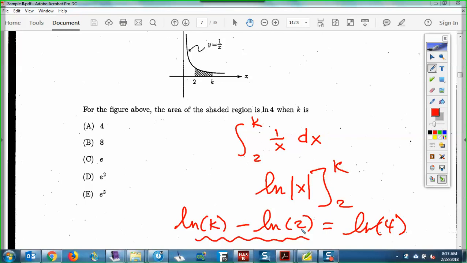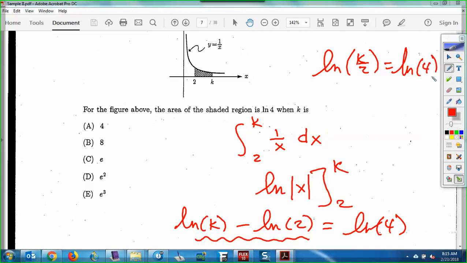So the other day, in one of the classes, I was talking about the ln. How could you write ln k minus ln 2? That's ln of k over 2 equals ln 4. So it's one of those log properties they want to make sure you remember. Well, if that's true, then k over 2 has to equal 4, so k would have to equal 8. Okay? So setting up your area, doing that, and then remembering those log properties.